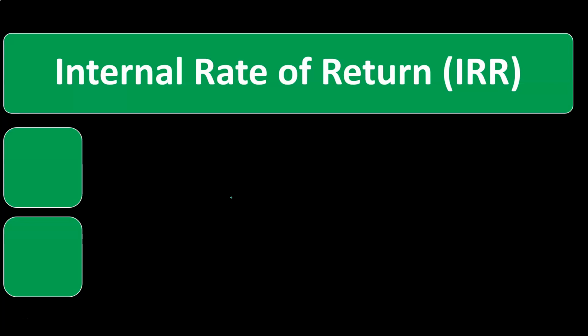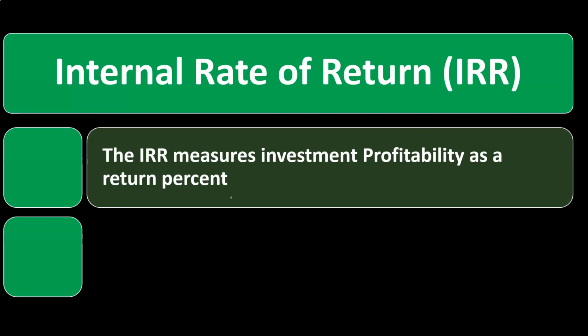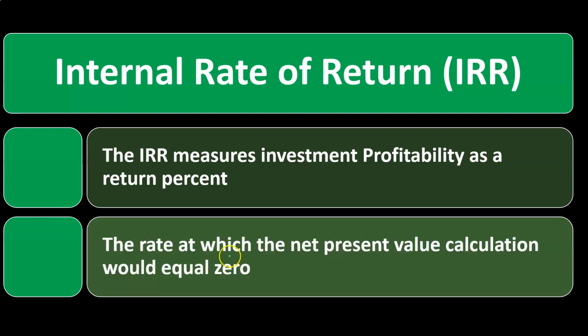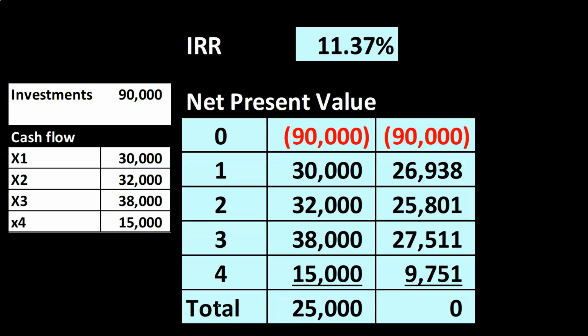We thought about the net present value calculation. Now we're thinking about the internal rate of return, which is the rate at which the net present value calculation would be zero. So the IRR measures investment profitability as a return percent, the rate at which the net present value calculation would equal zero. Now that sounds a little bit confusing. Let's take a look at an example, and it's really helpful to just work multiple different examples.